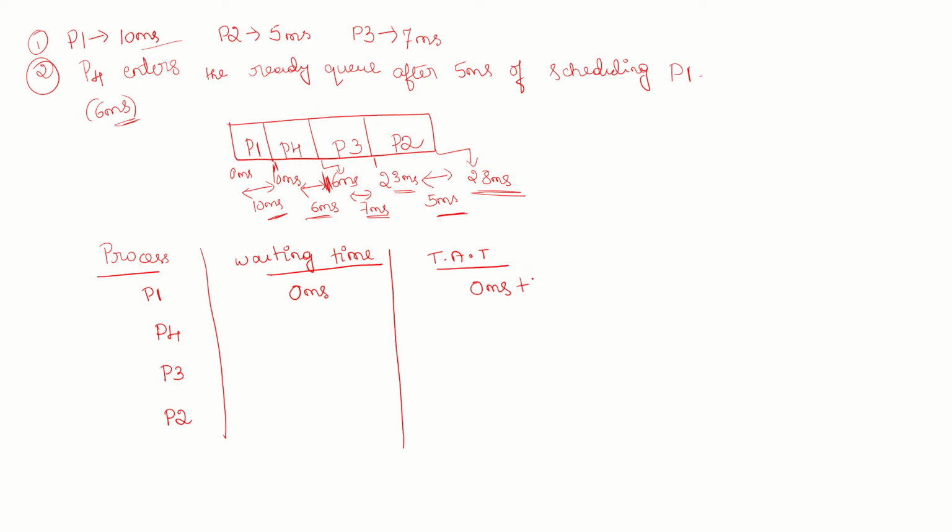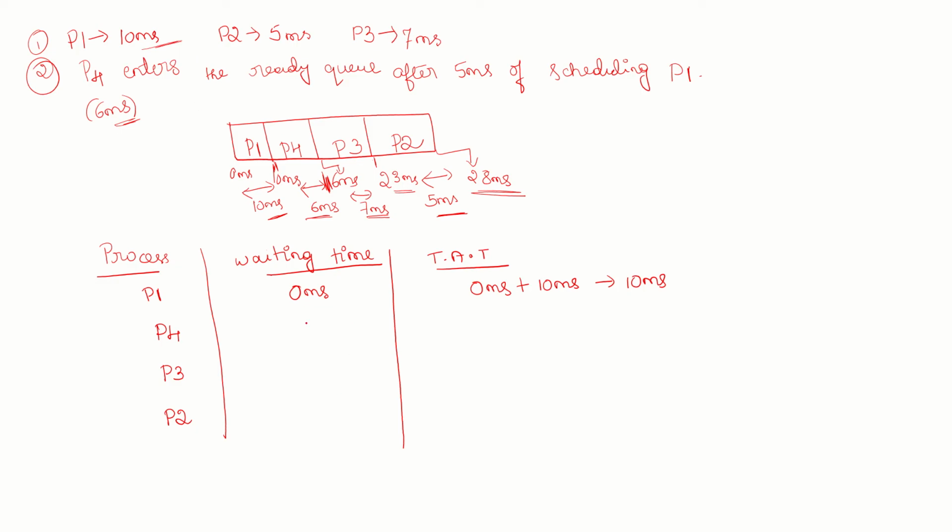Seconds, isn't it? So I will write it as 10 milliseconds here. So the sum is 10 milliseconds. Now coming to the P4. It is written that P4 enters the ready queue after 5 milliseconds of scheduling the P1. So completion time for P1 is 10 milliseconds. So P4 enters after 5 milliseconds.